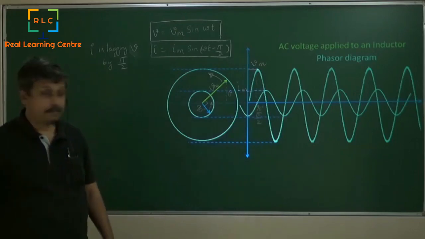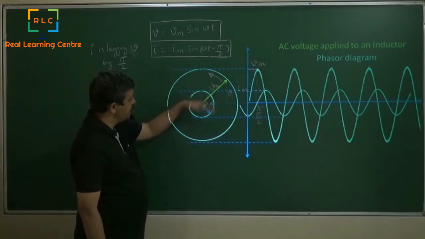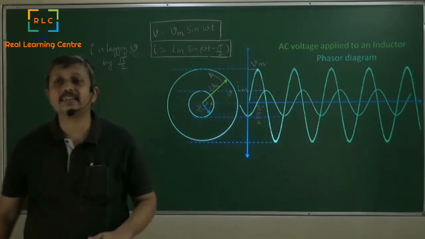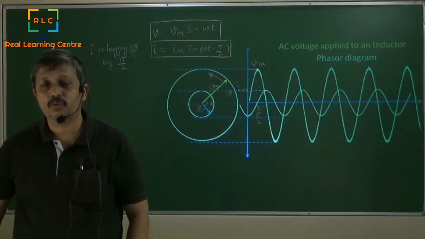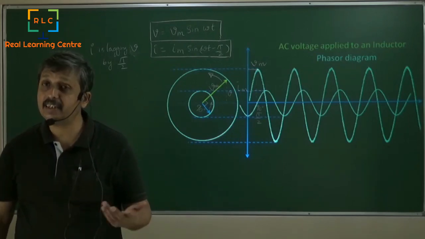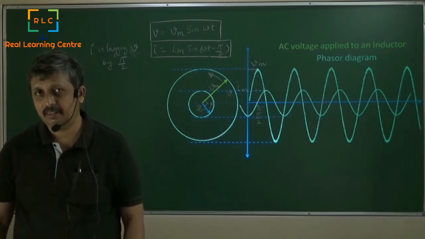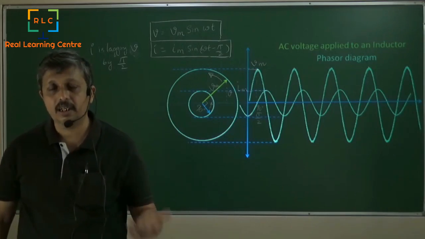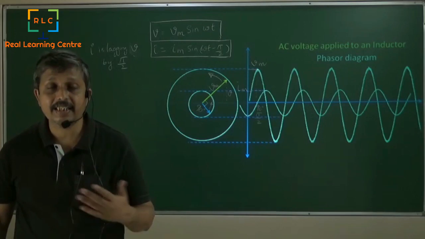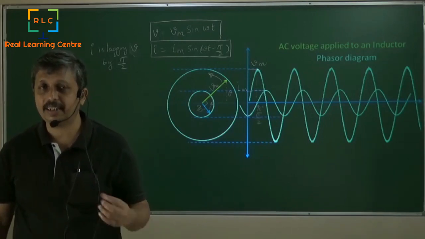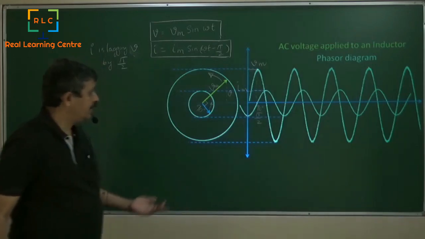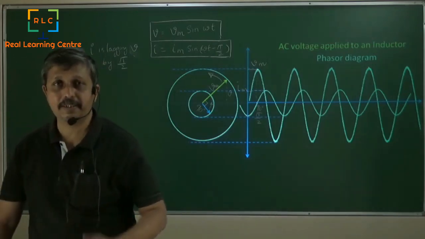So it is lagging. That means for it to come to that place, it takes a 90 degree movement. So it is behind the voltage by 90 degrees. So if you ask about an inductor, in an inductor, current always lags voltage by 90 degrees.